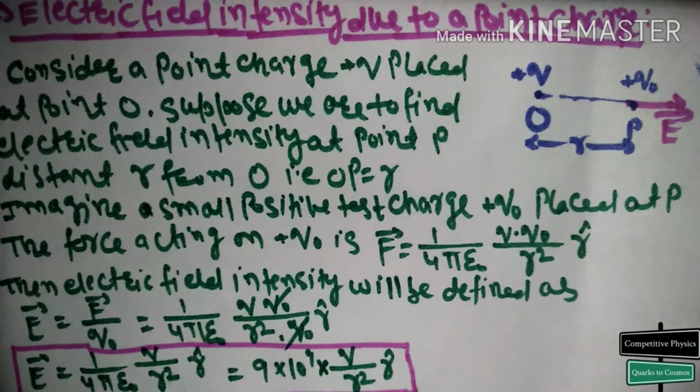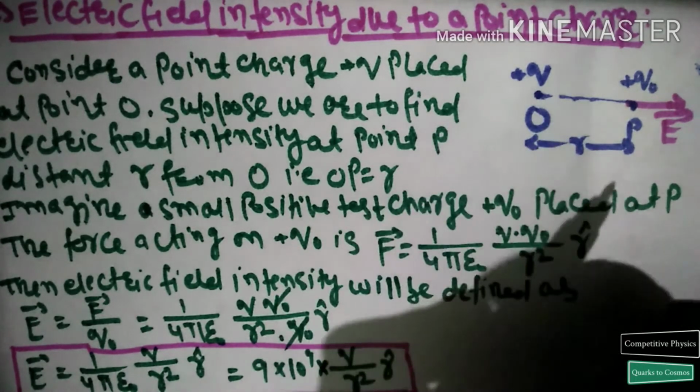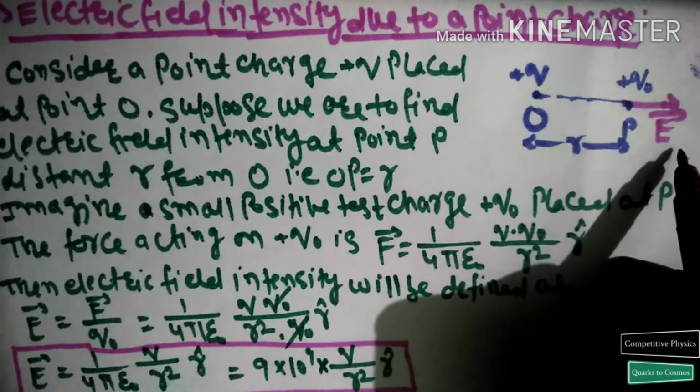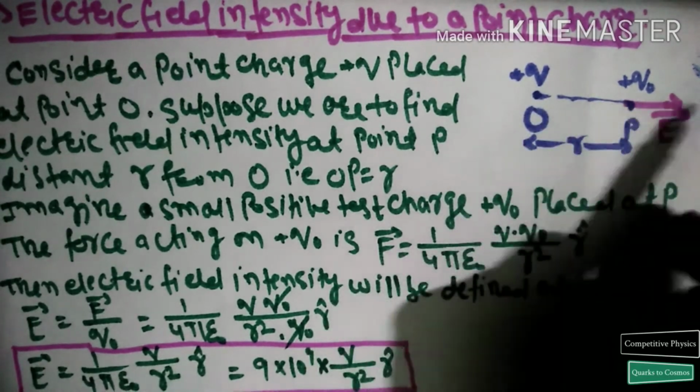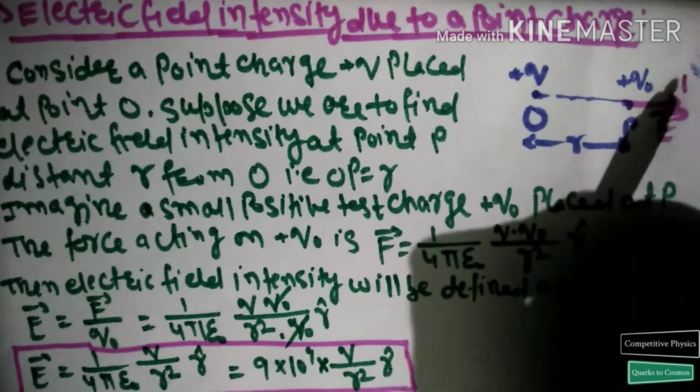So this is the electric field intensity due to a point charge that we have written, E equals 1 upon 4 pi epsilon naught, Q upon r square. So what is the direction of electric field intensity here? As you know, the direction of electric field intensity is the same as that of the electric force. So this will be the direction of electric field intensity, because the direction of electric force is also the same here.